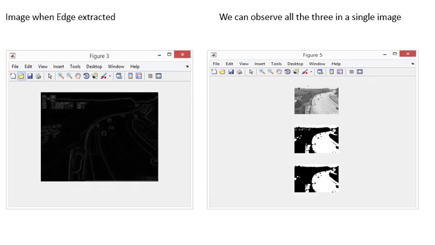Next, the image after edge extraction. Edges are points at which brightness changes sharply, typically organized in a set of curved line segments. Here we can observe the curve segment, which is an edge. All three, range, standard deviation filter, and textures, can be observed in a single image.